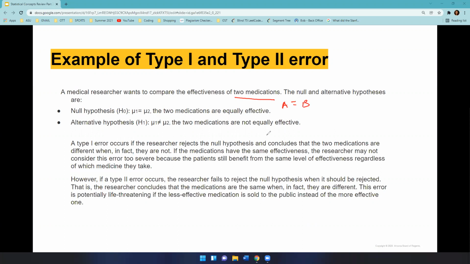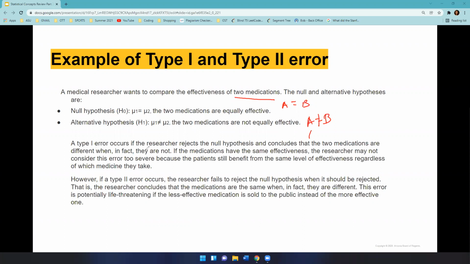And the alternative is obviously the opposite. So they are of unequal effects here, so they are not equally effective. Maybe one of them is more effective than the other. So what would a type 1 error mean?